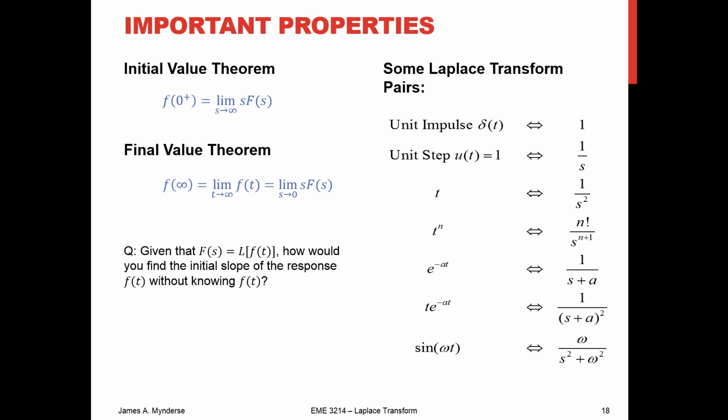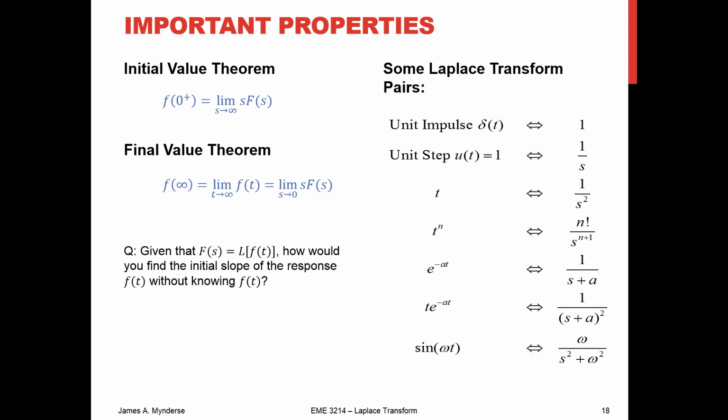And in the Laplace domain, if we take the limit as s goes to infinity of s F of s, that's going to tell us what happened at time equals 0. And if we take the limit as s goes to 0 of s F of s, that's going to tell us what's happened as time goes to infinity. So we always know what the initial value and the final value were for a particular F of s.